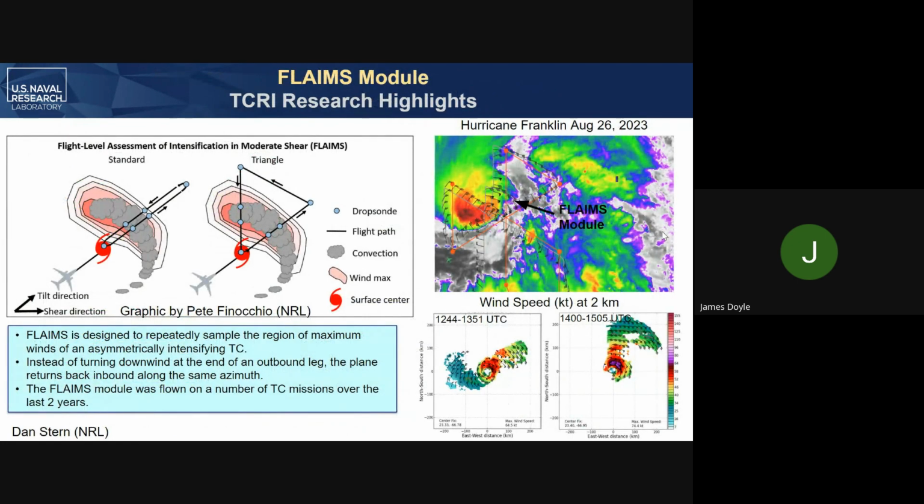And we contributed a lot to various flight modules in this program, and this is just an example of a flight module that Dan Stern conceived. And this is the flight level assessment of intensification and moderate shear, or the FLAMES module. It's basically designed to repeatedly sample the region of maximum winds at an asymmetrically intensifying TC. So instead of turning downwind at the end of an outbound leg, the plane returns back inbound and flies along the same azimuth. And the FLAMES module was flown on a number of missions in the past year. Shows an example on the right for Franklin. Next, please.